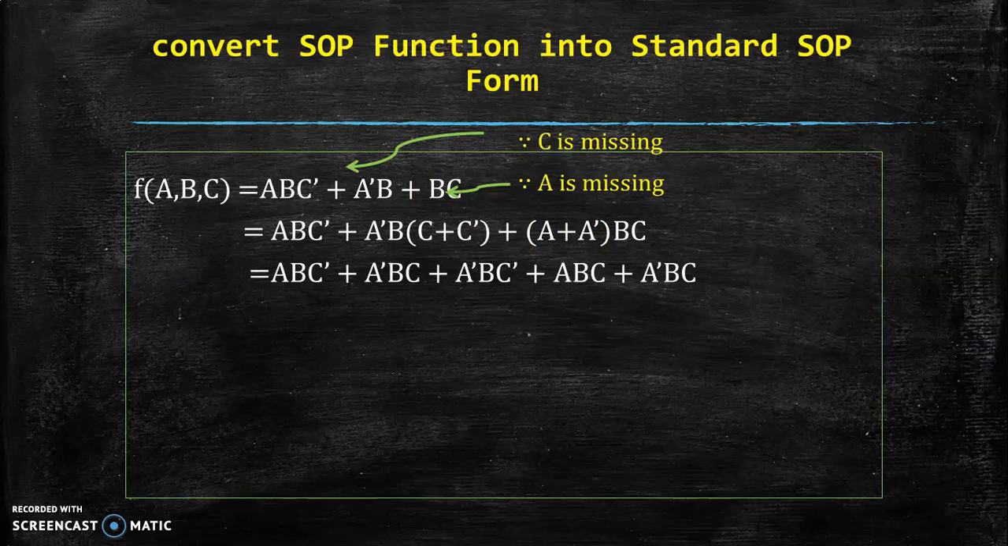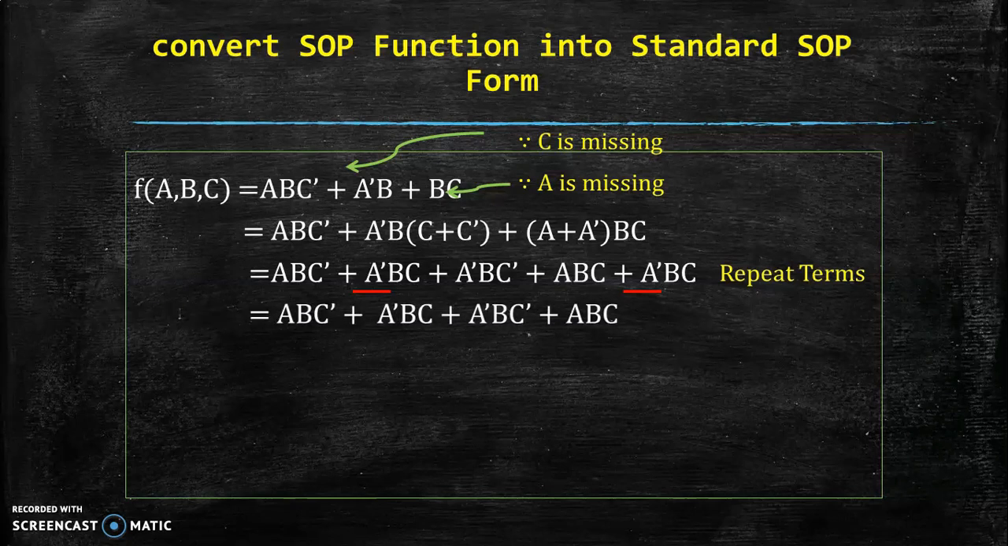Now if we expand the term, then it becomes ABC bar, A bar B C, A bar B C bar plus ABC plus A bar BC. In the equation we know that A bar BC and another A bar BC are repeated terms, so we can eliminate one term and we can write our equation as ABC bar plus A bar BC plus A bar BC bar plus ABC. Now this Boolean function is in canonical form.